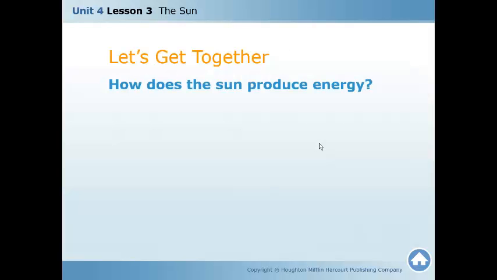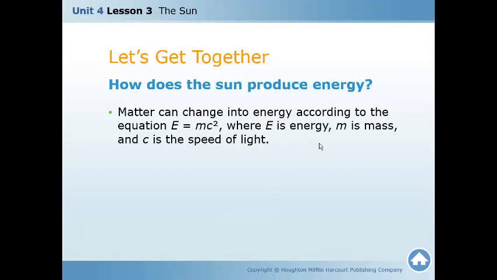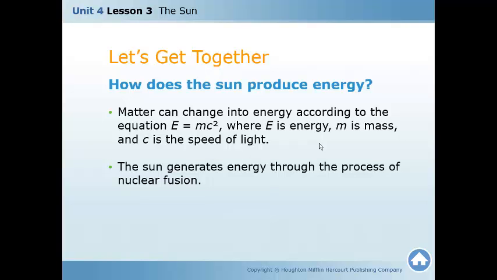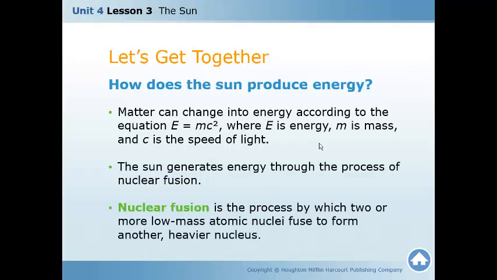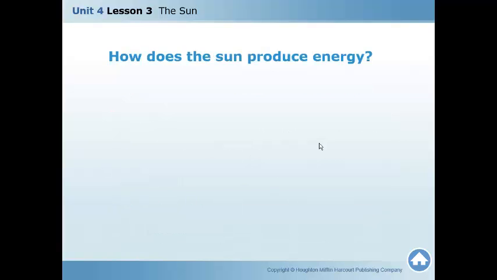Let's get together. How does the Sun produce energy? Matter can change into energy according to the equation E equals mc squared, where E equals energy, m is the mass, and c stands for the speed of light. The Sun generates energy through the process of nuclear fusion. This is a process by which 2 or more low-mass atomic nuclei, this means low-mass atoms like hydrogens, for example, they're number 1, they're the smallest on the periodic table of elements, would come together, collide together and form a new, heavier atom or nucleus. Remember, nucleus means the middle of the atom.